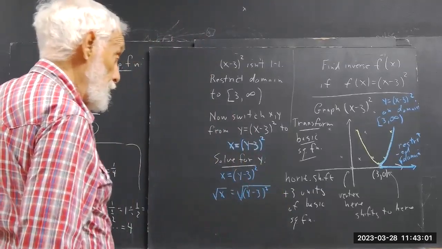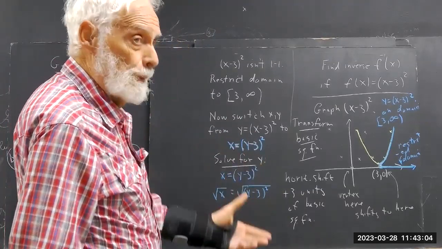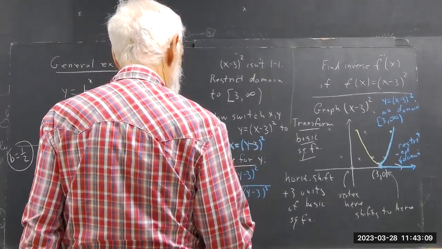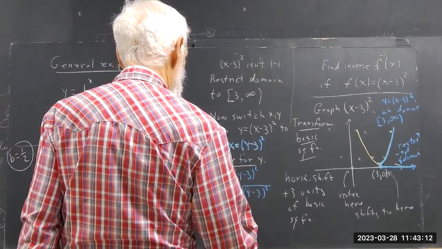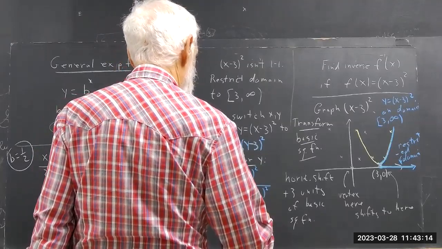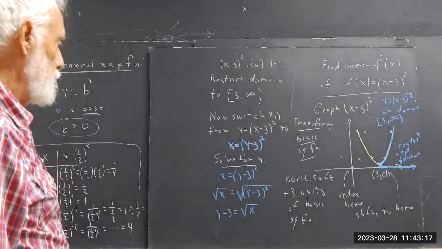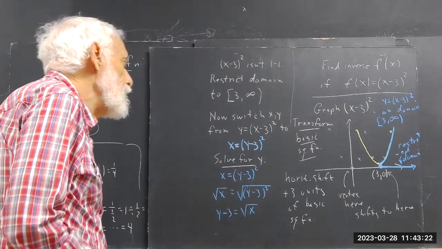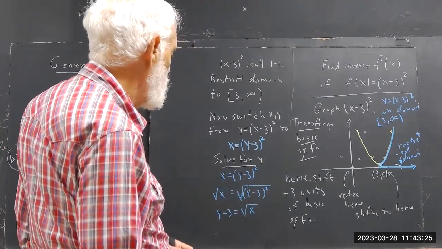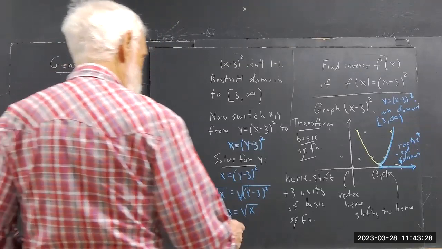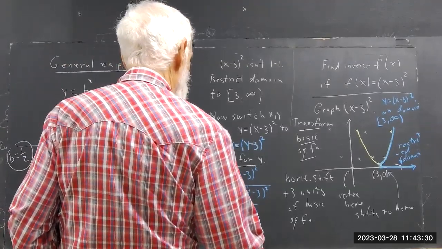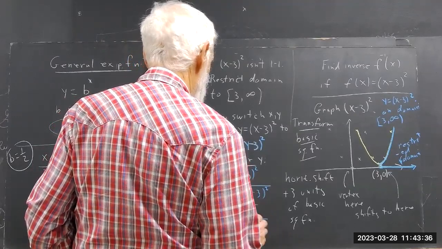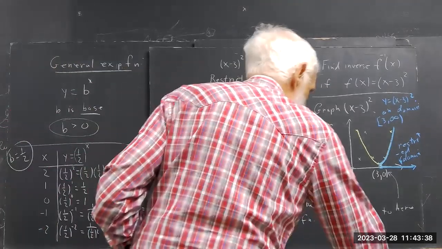Take the square root of both sides. Well, the square root of something squared is just that something. We get y minus 3 equals the square root of x. Okay, so y equals 3 plus the square root of x. Not the square root of 3.